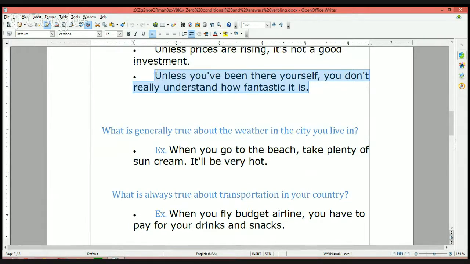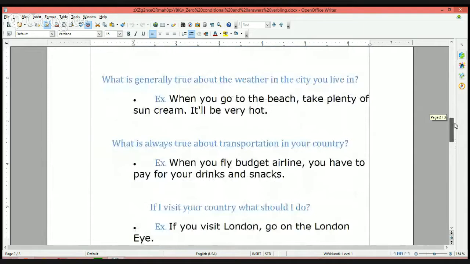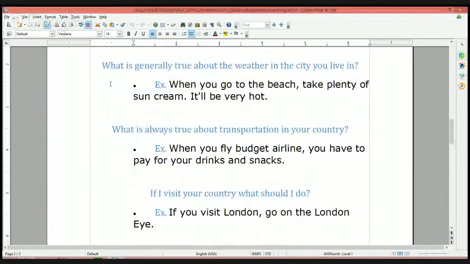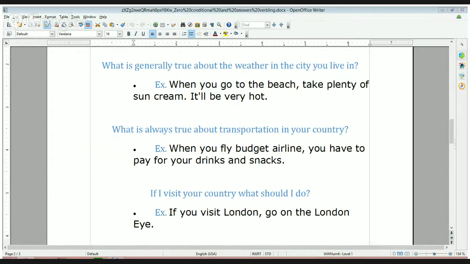Excellent. Do you guys have any questions before you make your own sentences in the zero conditional? No. Awesome. Then we're going to answer the first question. What is generally true about the weather in the city you live in? And one example is when you go to the beach, take plenty of sunscreen, it'll be very hot. So tell us a general truth about the weather of the area you live in. And you can put it in the chat box when you're ready. Yeah, use the zero conditional, meaning one of those words like if or unless or when, to talk about the weather in your city.